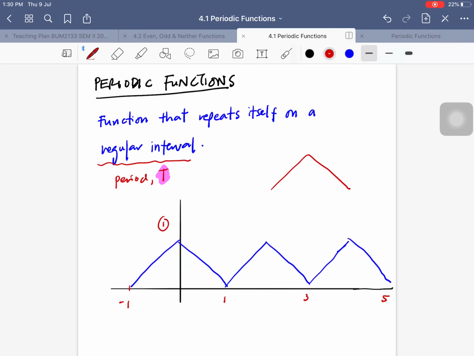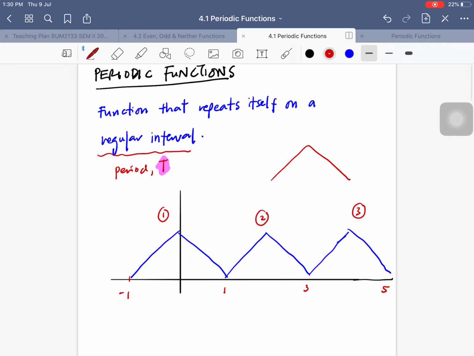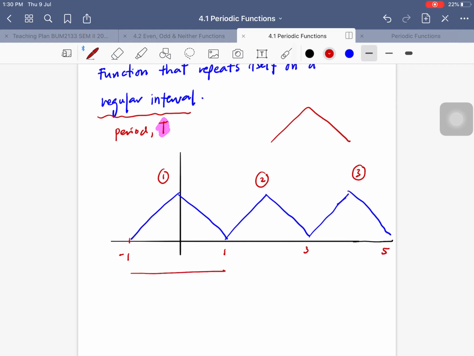And how many triangles do I have here? I have one. This is the first one. This is the second one. This is the third one. And each of the triangles over here is known as one cycle. This is one cycle, this is the second cycle, and this is the third cycle. So each complete shape of the function is known as a cycle.